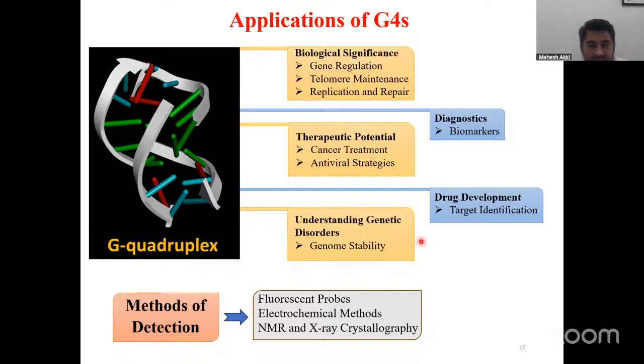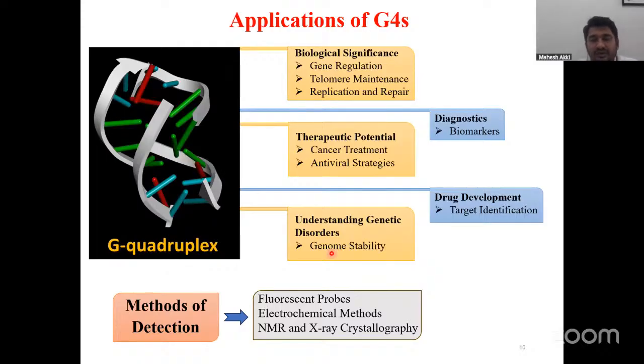G-quadruplexes also play a very important role in understanding genetic disorders and genome stability, because of their unique ability to form stable secondary structures in guanine-rich regions. In this case, G4s or G-quadruplexes can act both as protectors and disruptors of the genome.